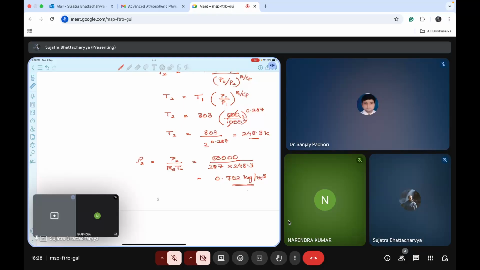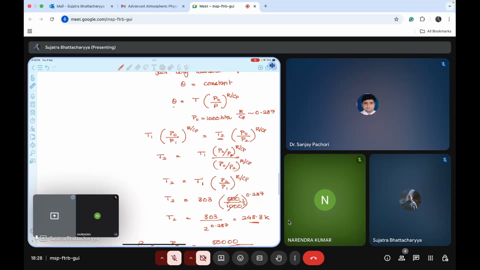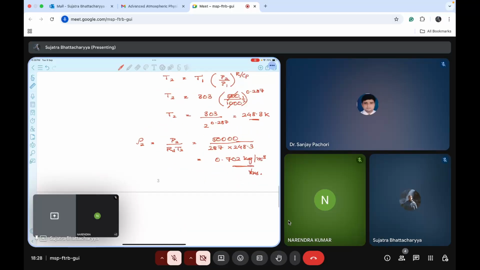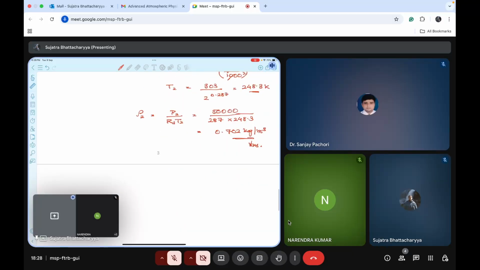This is the answer. Simple. The concept is dry adiabatic lifting. Potential temperature theta is constant, and just use the conservation, and you will get the results. Another thing is we have used the ideal gas. So these are the two basic things required to solve this problem.